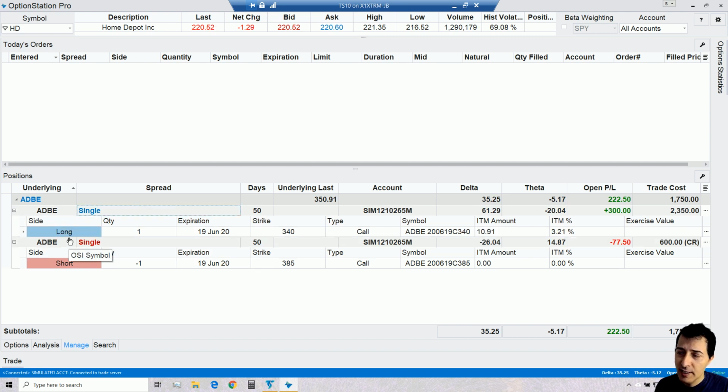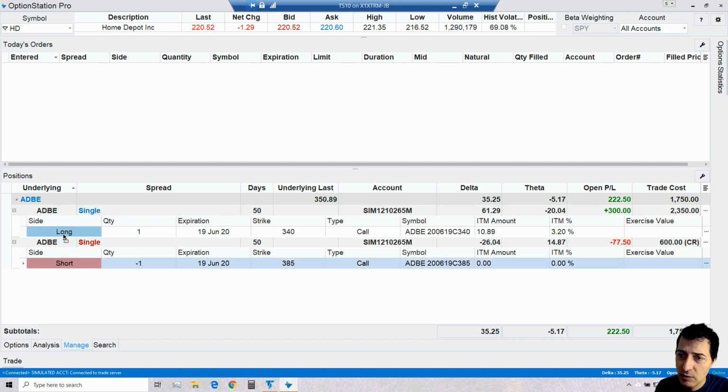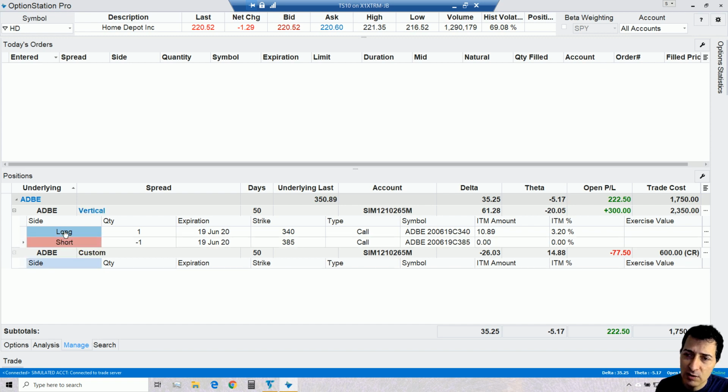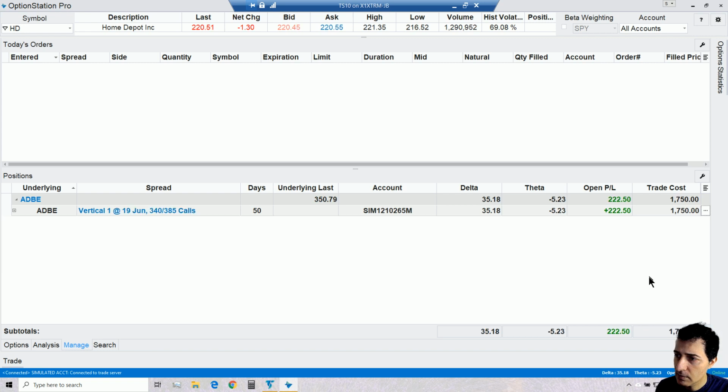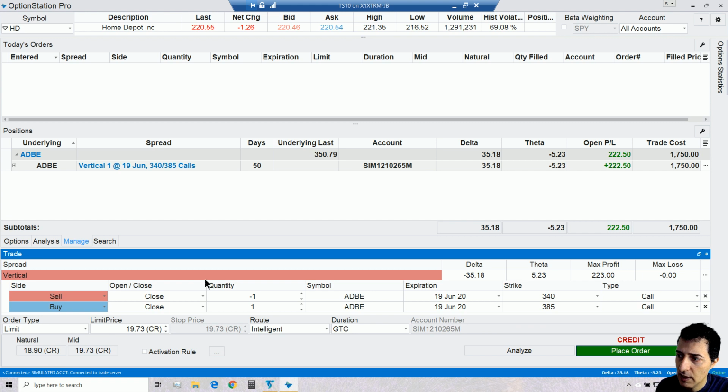So the best way to close this trade would be to put those two units together, long and short, on top of each other. So now instead of a call, it shows as a vertical. Now what I could do is take this vertical here, which is seen by TradeStation as one thing, even though it's made of two calls. And now I can come here and select close this position, and you have a little bit of a spread there between 1890 to 1973.